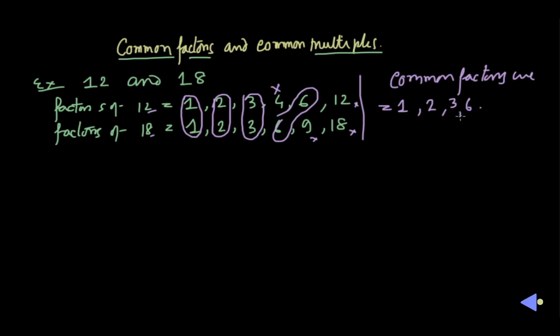So finally we have got 4 common factors of 12 and 18. Now we have to find the multiples of 12 and 18. Multiples can be found from the multiplication tables of 12 and 18.